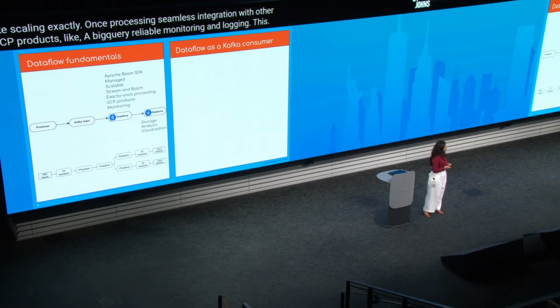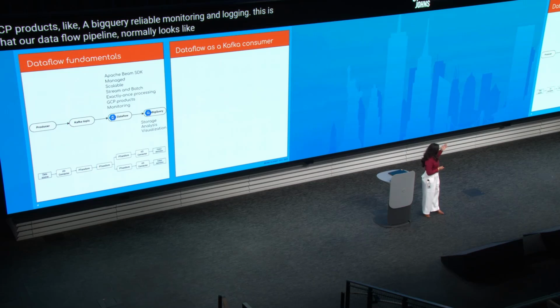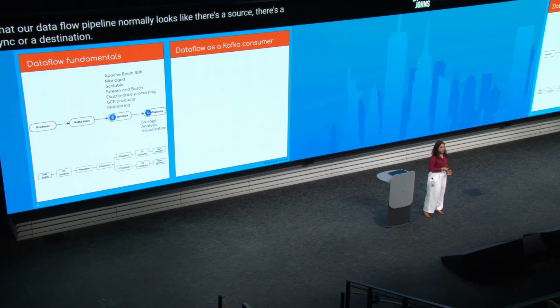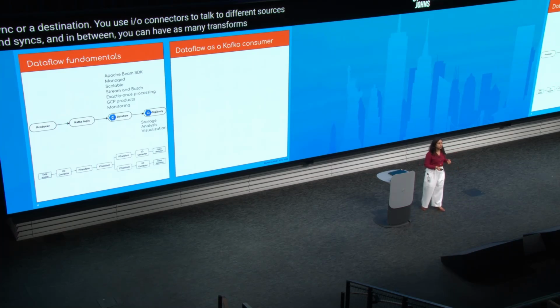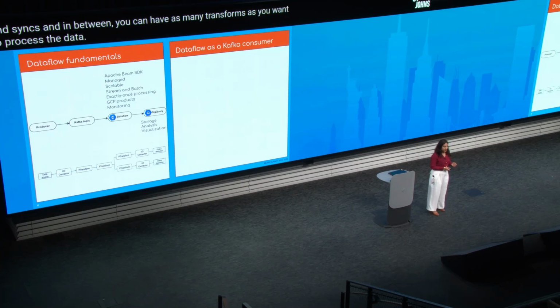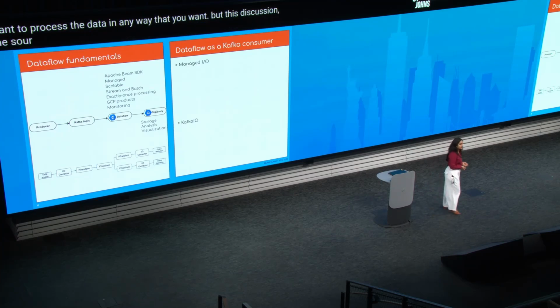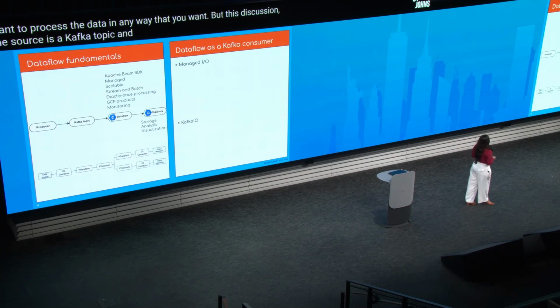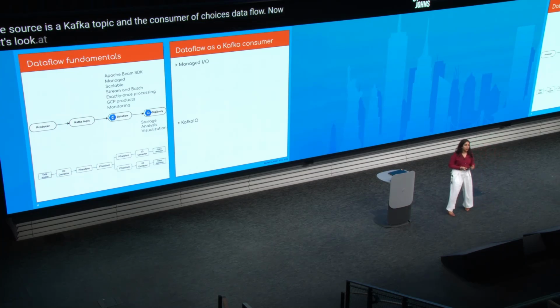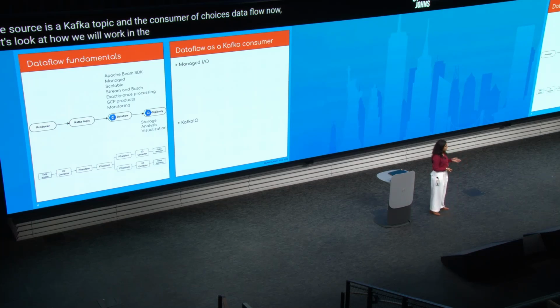This is what a Dataflow pipeline normally looks like. There's a source, there's a sink or a destination. You use I/O connectors to talk to different sources and sinks, and in between, you can have as many transforms as you want to process the data in any way that you want. For this discussion, the source is a Kafka topic, and the consumer of choice is Dataflow. Now let's look at how we will work in the I/O connector.